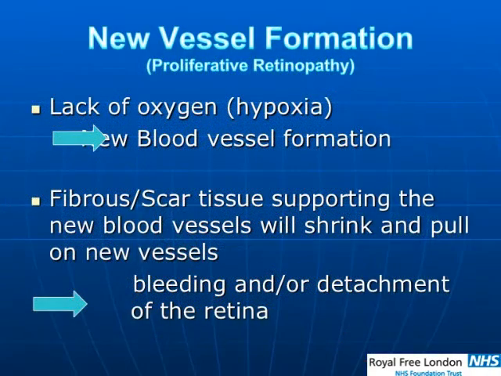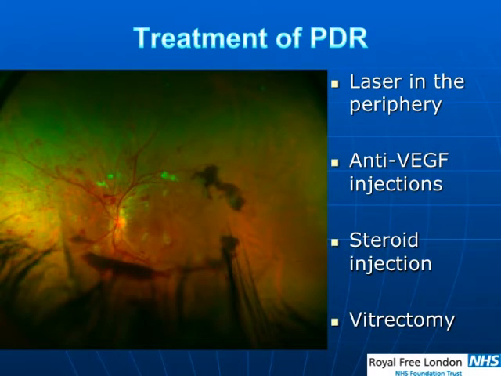So I said that lack of oxygen can give you fibrous scar tissue, and you can get bleeding and detachment. Now, treatment-wise, if we have new blood vessels, we put in lots of laser. We destroy the periphery of the retina because you don't need that so much. You need the central part. So we destroy the periphery to channel the oxygen to the center so that we can maintain the center. That's what it's really about.